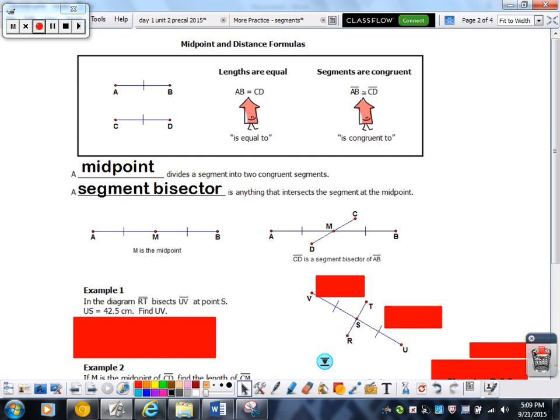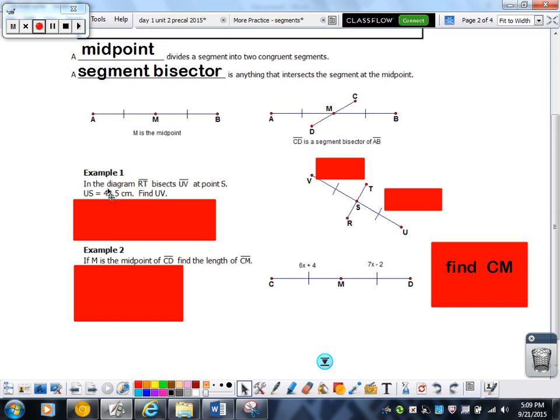A segment bisector is anything that intersects the segment at the midpoint. So DC would be a segment bisector of AB. These little dashes mean that AM is congruent to MB, or that their lengths are equal.